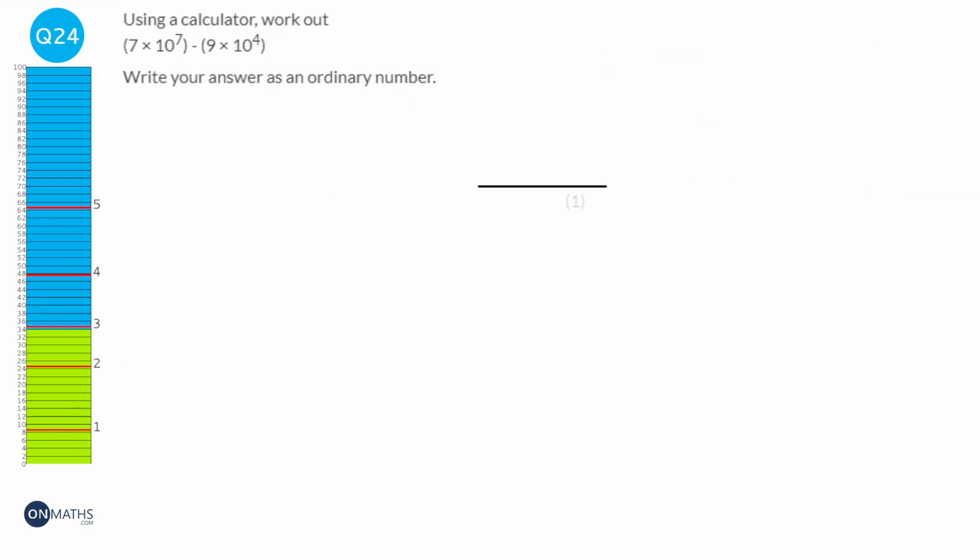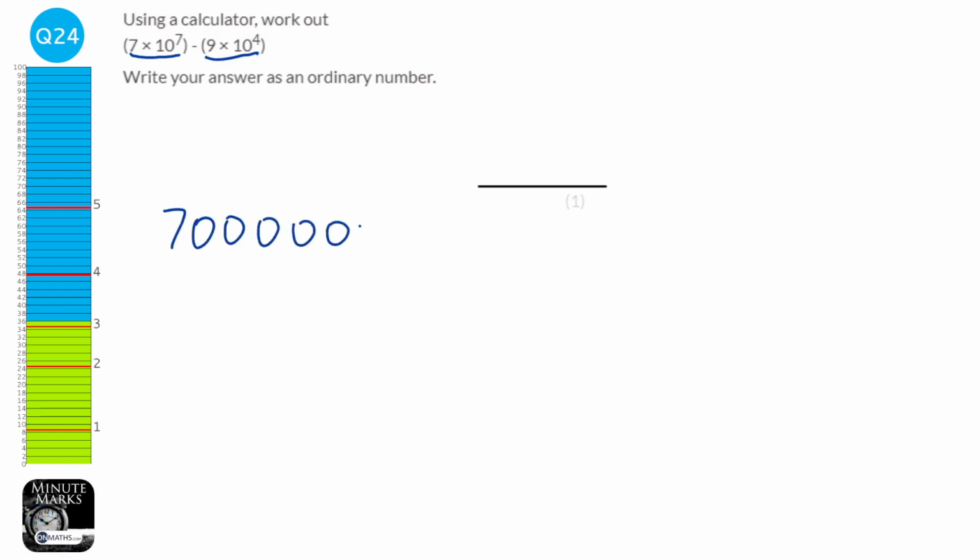So the only way of answering this question is to work out what these are as ordinary numbers. And so 7 times 10 to the power of 7 would be 7, 1, 2, 3, 4, 5, 6, 7. And 9 times 10 to the power of 4 would be 90,000, so that would be 9, 0, 0, 0, 0.